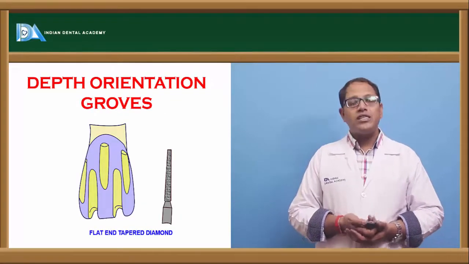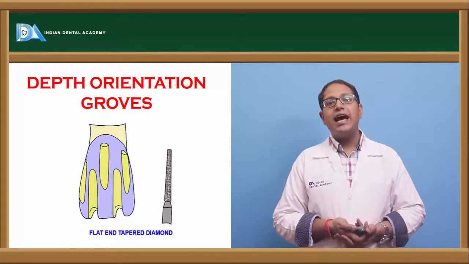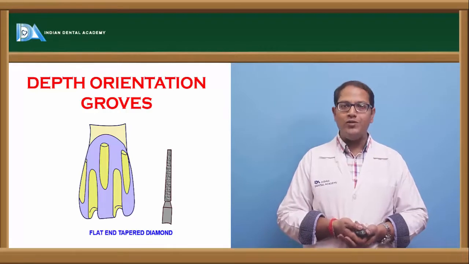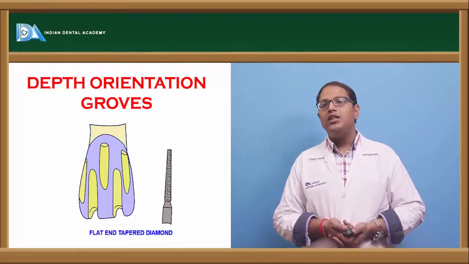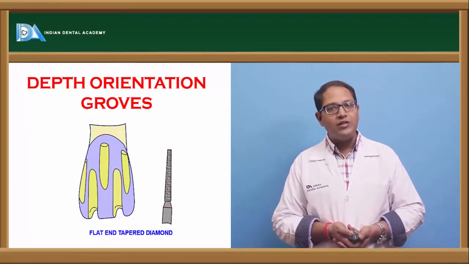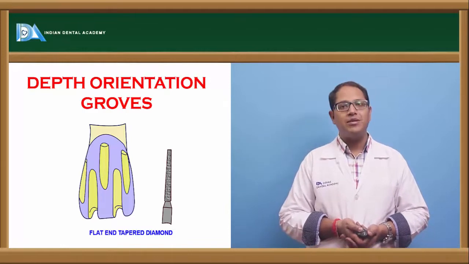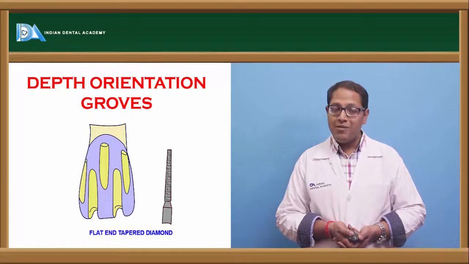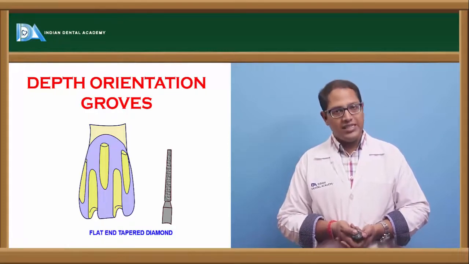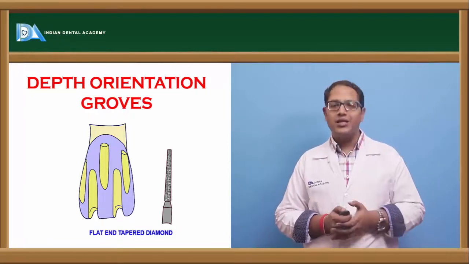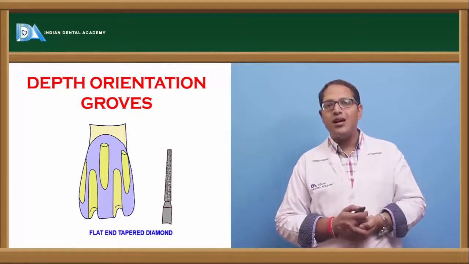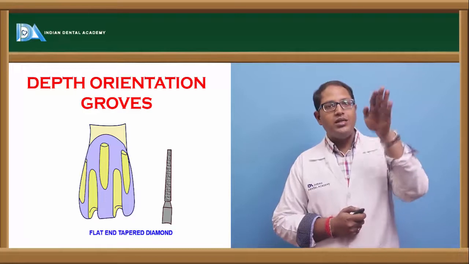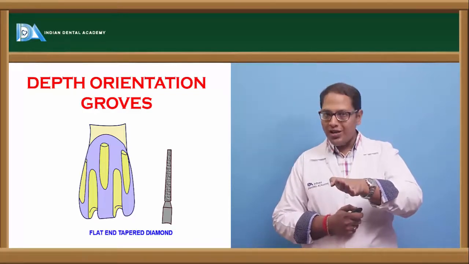Coming to the very first initial step, that is the depth orientation grooves. Before biplanar reduction also, we need to make these depth orientation grooves. This depth orientation groove will tell us exactly how much we should prepare. The diamond bur that we are going to prepare with has a particular thickness, that is 1.5 mm, when you sink it down. When you have sunk it totally into the tooth structure, that means we have gone 1.5 mm down.